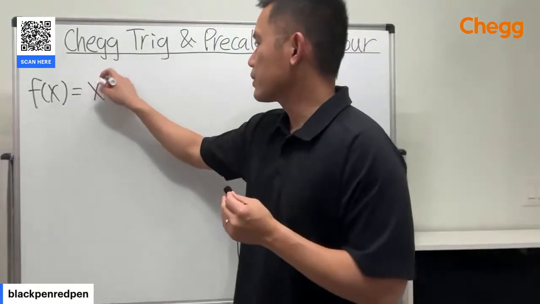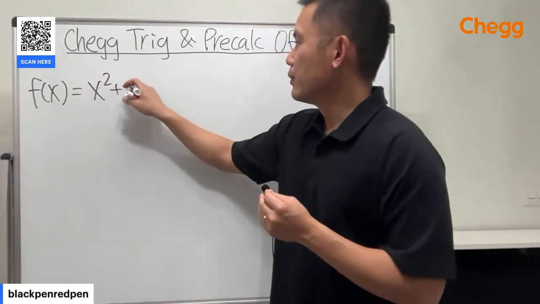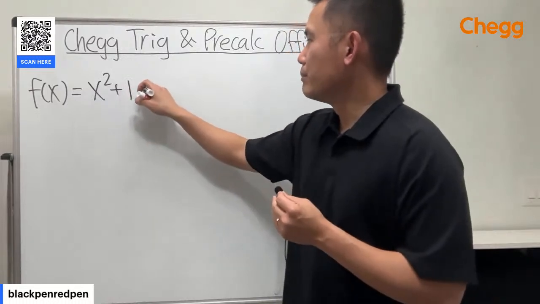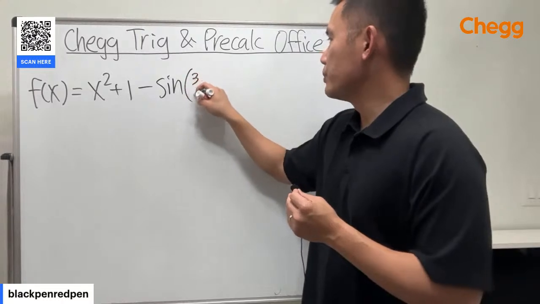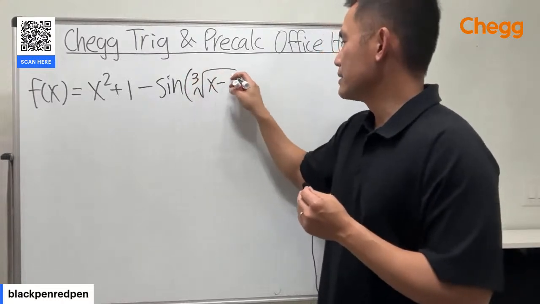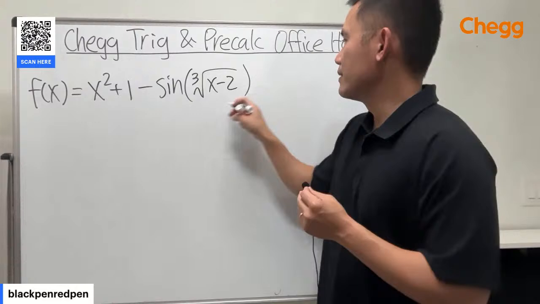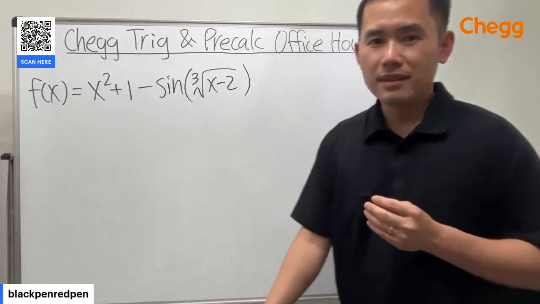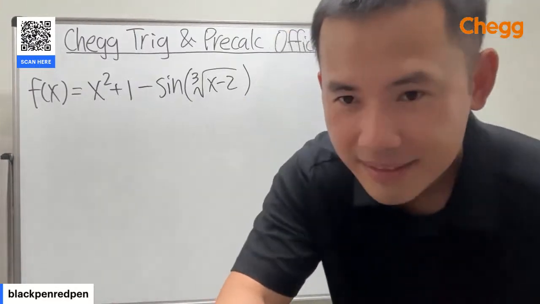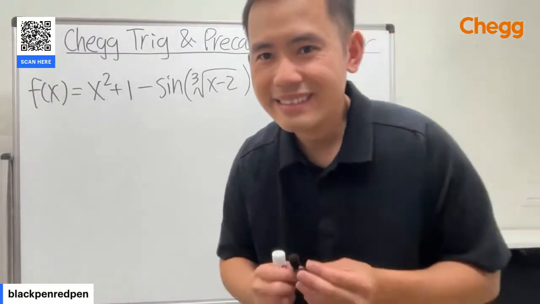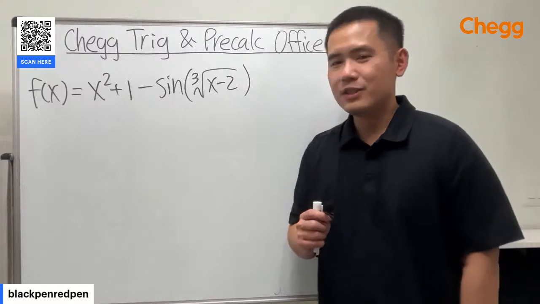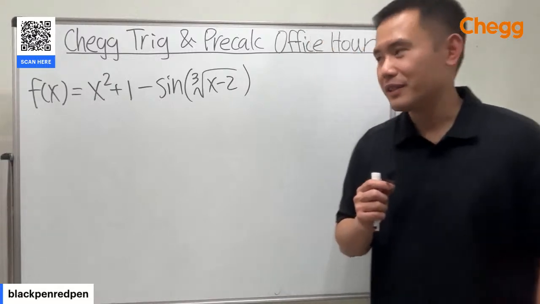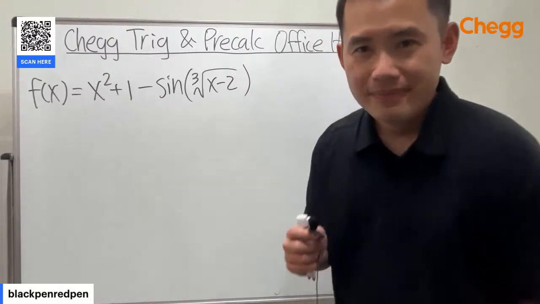Let me ask you, what if we have x squared plus 1, and then I want to minus sine of, let's say, the cube root of x minus 2 or something? What's the domain for this one? Yeah, this is one of the examples that I haven't gone over yet, so let me talk about that.